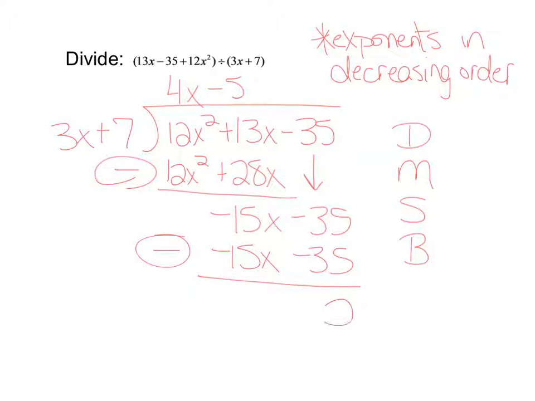So this has a remainder of 0. So this up here, this quotient, that's our answer. 12x squared plus 13x minus 35 divided by 3x plus 7 gives us 4x minus 5. In fact, we could multiply these two things and we should get what we started with.